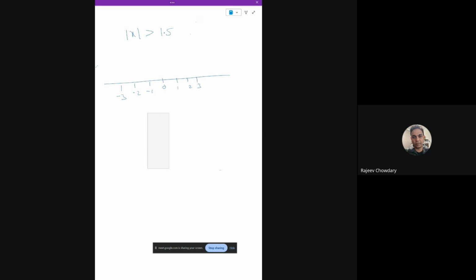Now let's do two things. One, mathematically, I'll pick someone. Vasuki, can you tell me how do I write this mathematically when I strip the modulus out? I'm just saying equal to as well. So mod x is greater than or equal to 1.5. If I strip this, what are the two different equations that you write?